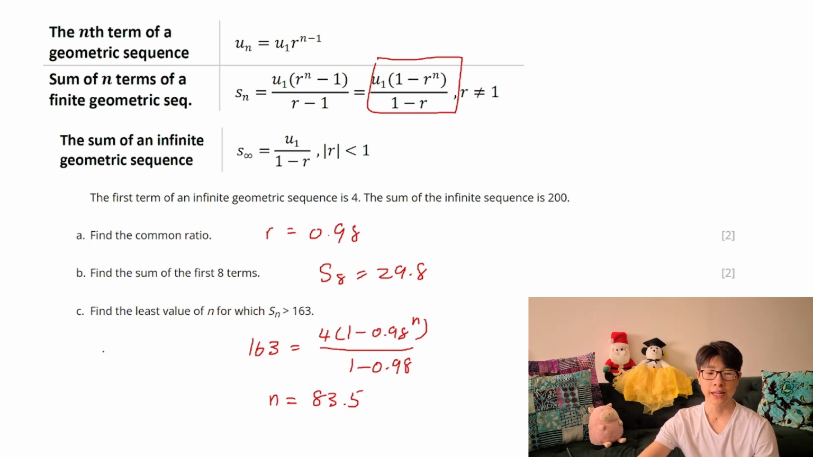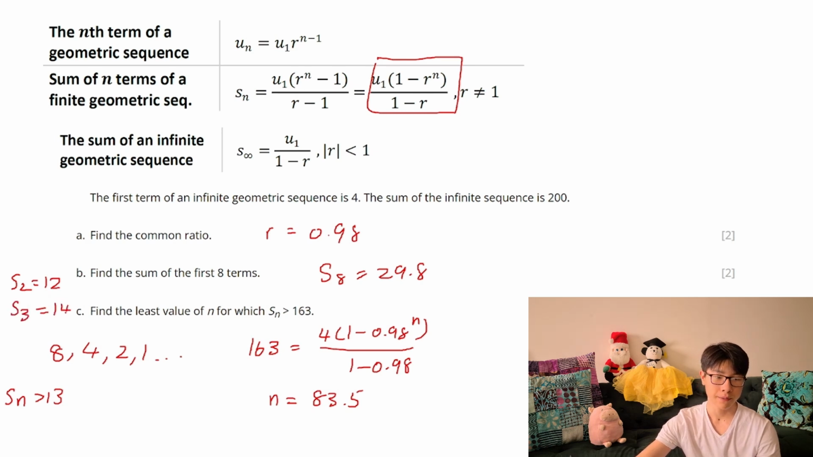But if we think about it with a simpler example, let's say we're given this geometric sequence, and we are asked for when Sn is greater than 13. In this case, S2 will be 8 plus 4, giving us 12, and S3 would be 14. If we did the same method as in this question, we'd find that n would be a value between 2 and 3. But we know that n has to be a whole number because we can't have a half term, so we will choose n to be 3. We will round it up.